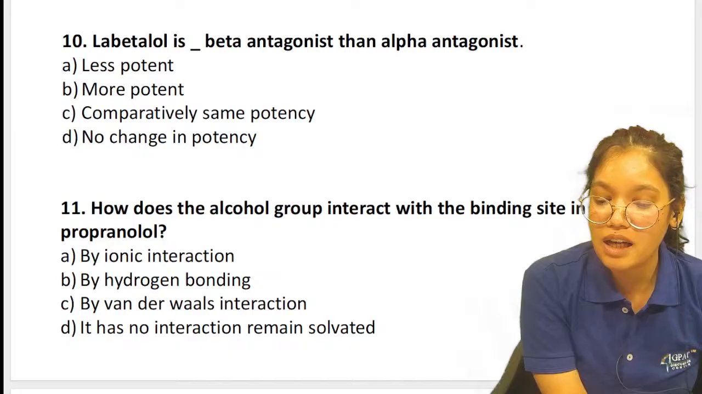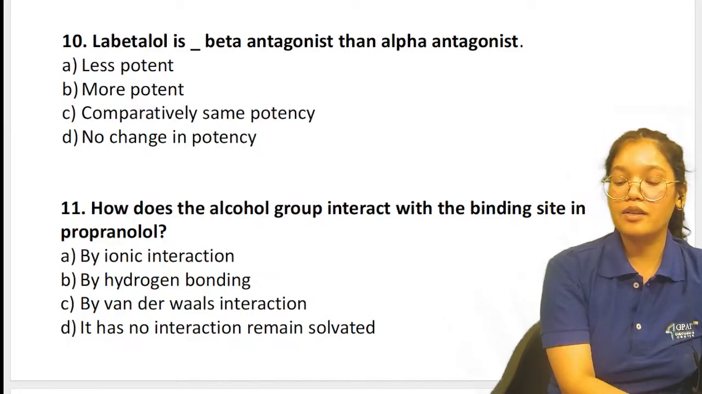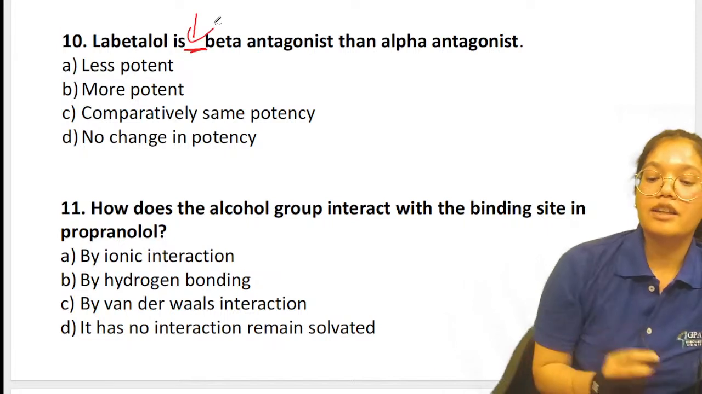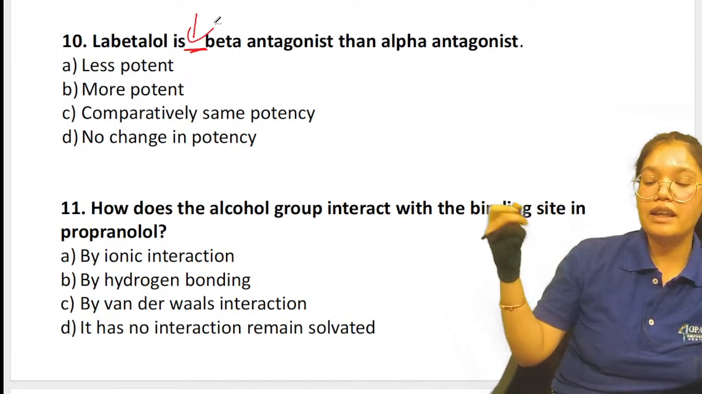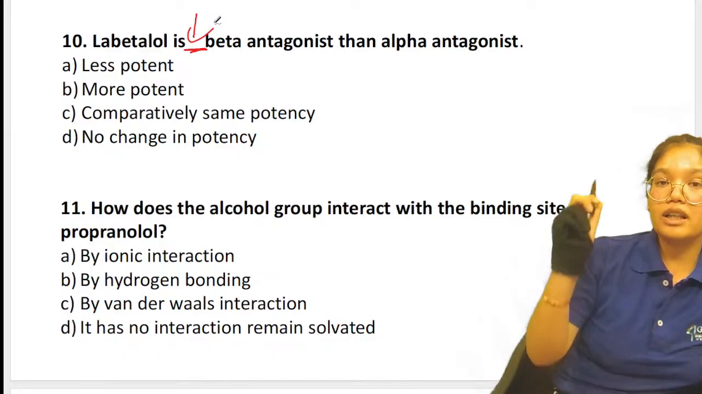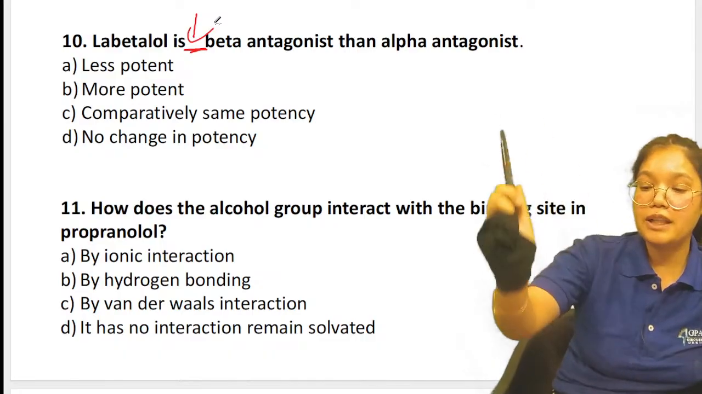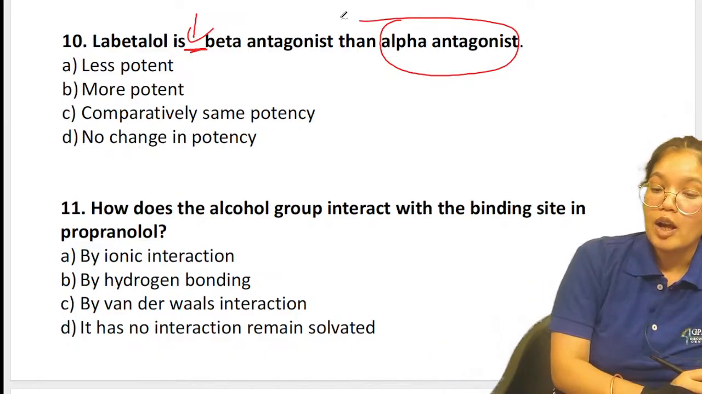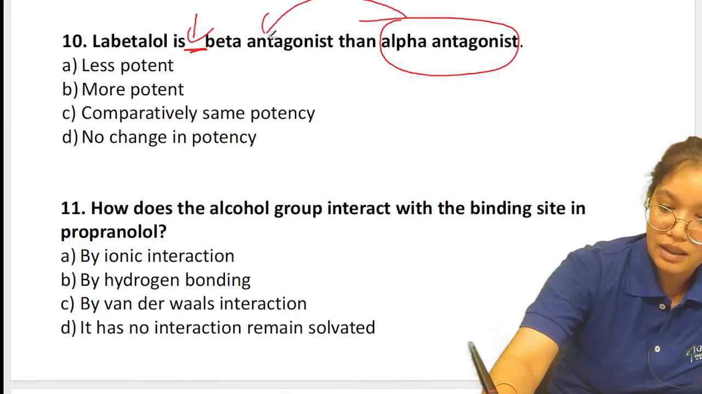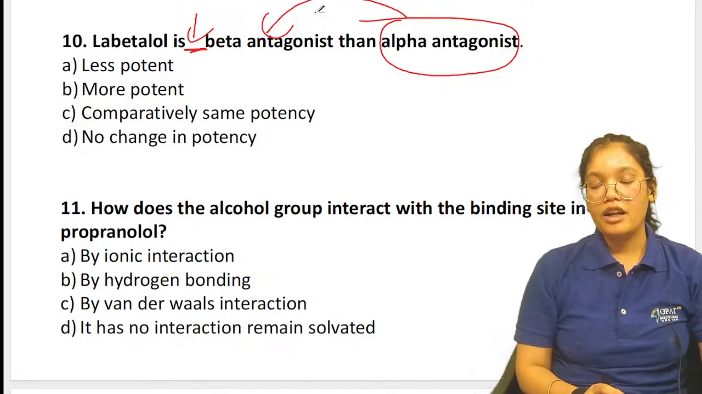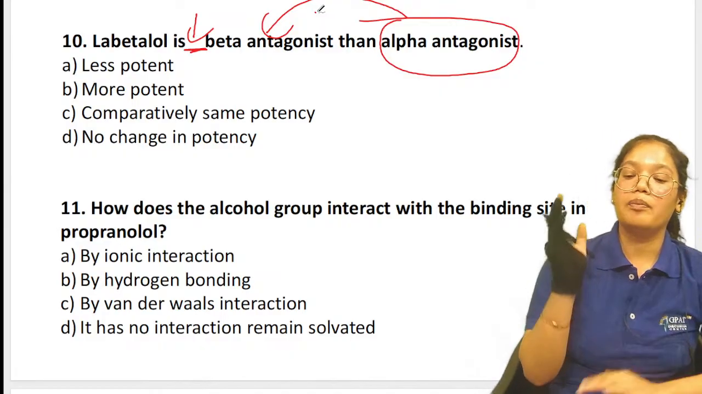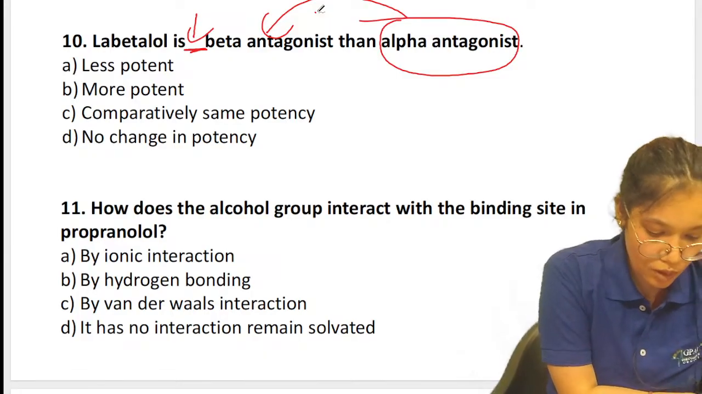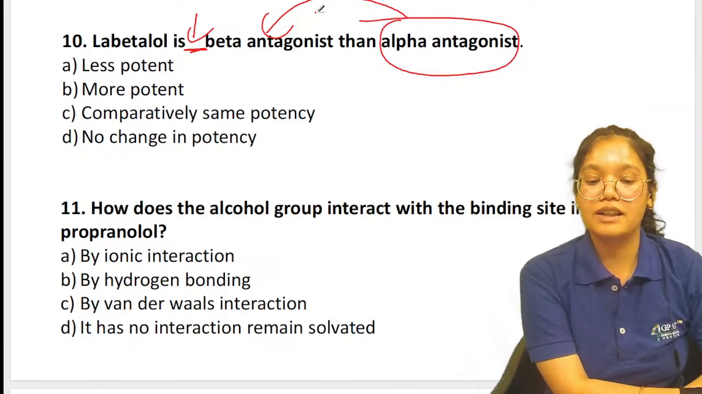Labetalol is a beta antagonist. Labetalol is dash, fill in the blank, the beta antagonist, then the alpha antagonist. So, now the labetalol, we studied that in beta blockers, it is also an alpha antagonist. Okay, but is it the better alpha antagonist or the better beta antagonist? So, what is the answer?